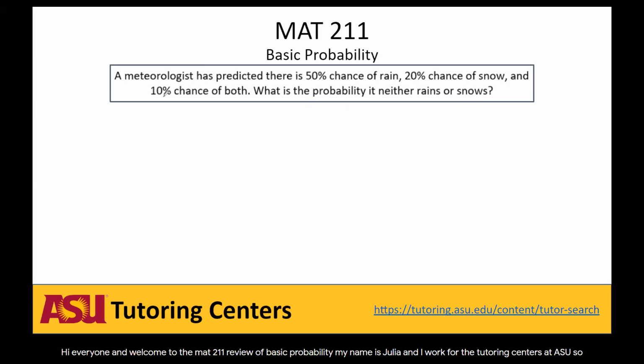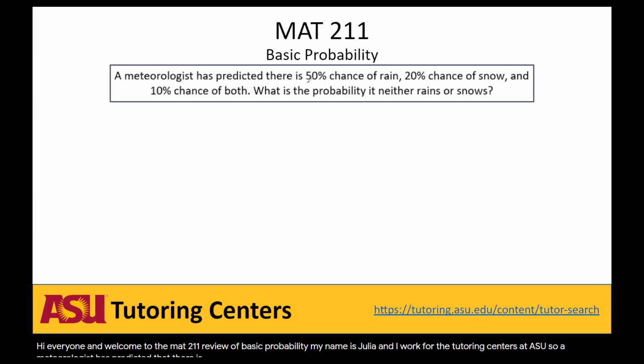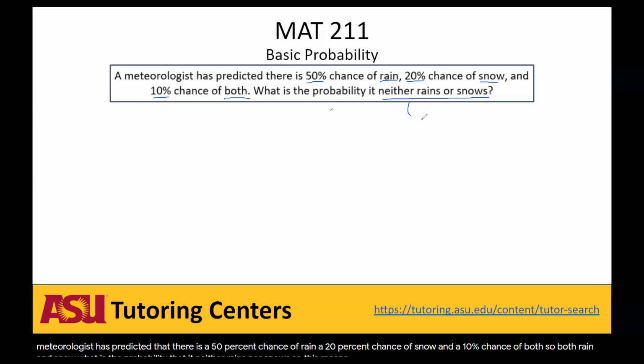So, a meteorologist has predicted that there is a 50% chance of rain, a 20% chance of snow, and a 10% chance of both. So both rain and snow. What is the probability that it neither rains nor snows? So this means it doesn't rain and doesn't snow.